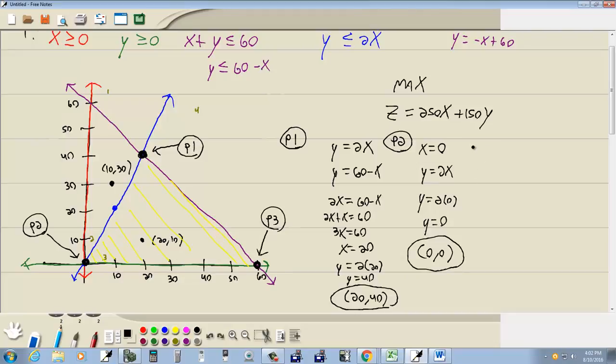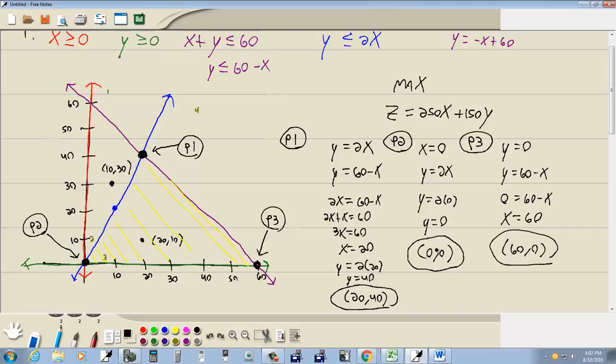And then P3. P3 is the intersection of green and purple. Green was y is equal to 0. Purple is y is equal to 60 minus x. Well, y is 0, so I put 0 in for the y. Take negative x over, and we get x is equal to 60. So this point would be 60, 0. So those are our three points that are the extreme values.